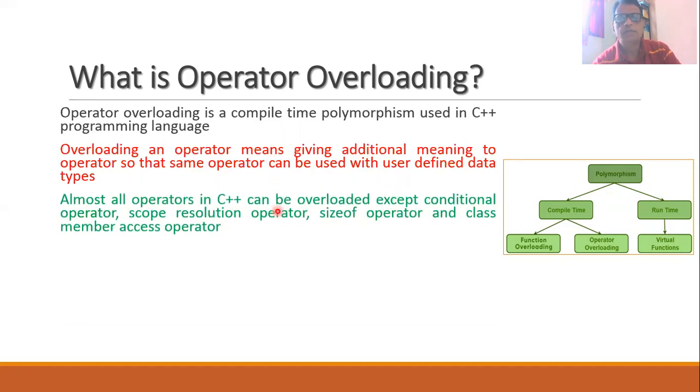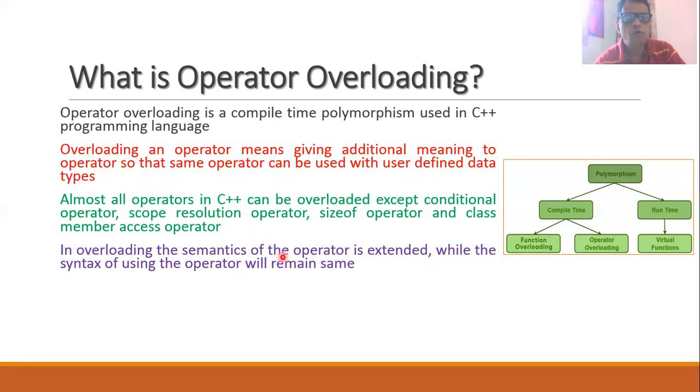Almost all operators in C++ can be overloaded, but there are only 4 exceptions. These 4 operators cannot be overloaded in C++, and those operators are the conditional operator, scope resolution operator, sizeof operator, and class member access operator.